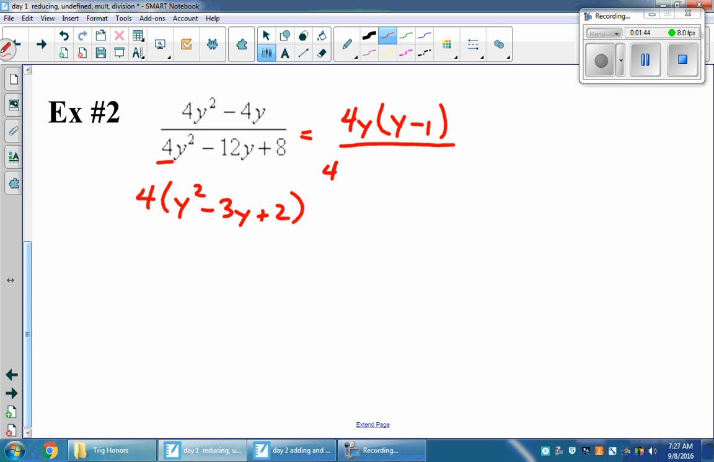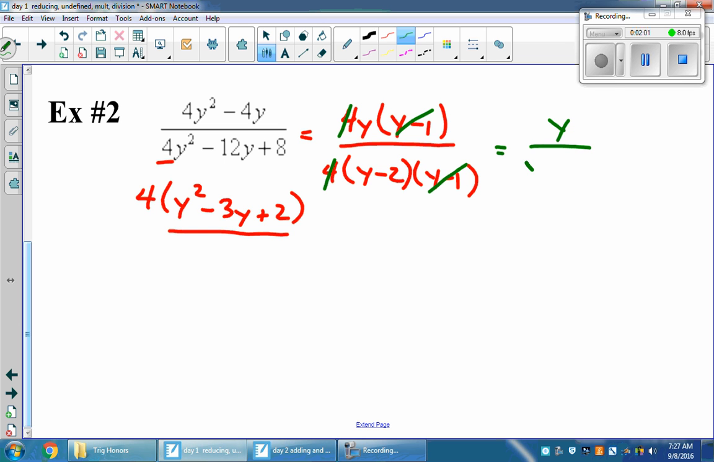So then that goes to 4 times y minus 2, y minus 1. It's factored completely. So the top's factored, the bottom's factored. Now you cancel what's the same. The 4's cancel. What's left over? Y over y minus 2. The y's do not cancel since this one's married to that negative 2. So that is our answer.